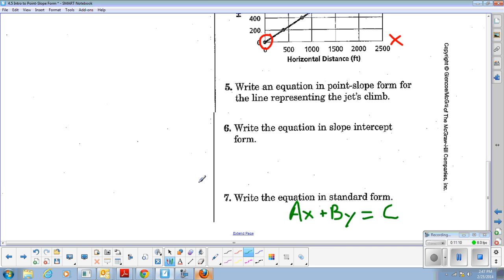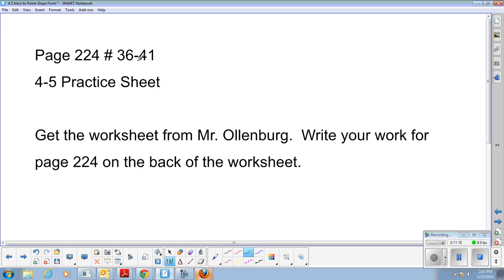Okay, I'm going to stop the video because I've already reached 11 minutes. I didn't mean to go that far, but this is a video you want to pause and watch as you go along. Here is what I want you to do. From page 224, I want you to do problems 36 to 41, and then you need the 4 or 5 practice sheet. You get the worksheet from me.